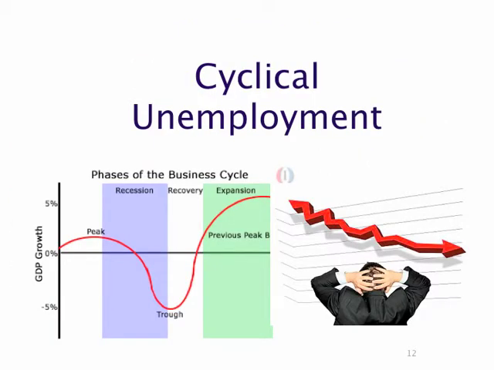Cyclical unemployment usually occurs because of a recession or low demand. Those that are cyclically unemployed are not working because firms no longer need them. Cyclical unemployment is due to the business cycle. A computer programmer that is laid off because of a recession is cyclically unemployed.